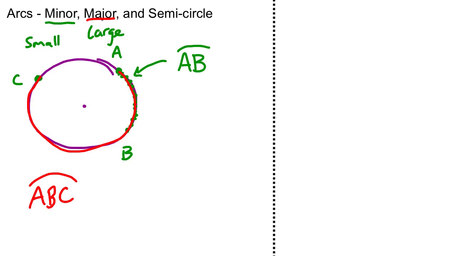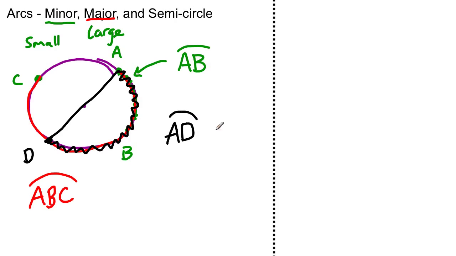Okay, and lastly, a semicircle. A semicircle is half of a circle. So let's add in another point here, A, and let's add in this point over here. Let's call it D. Cool. So we have A to D. So this arc right here, and I'll highlight it in black, we would call this arc AD. And arc AD is a semicircle, right? Because it is 180 degrees.